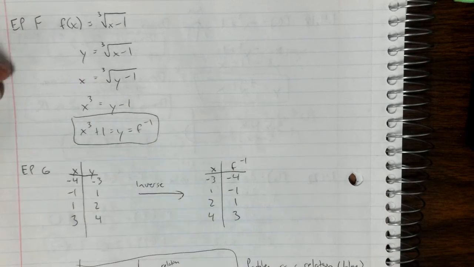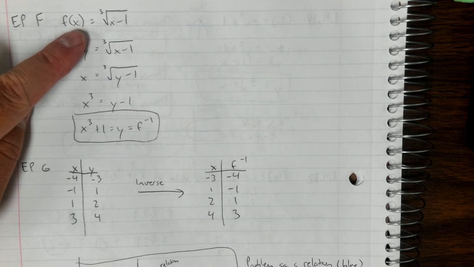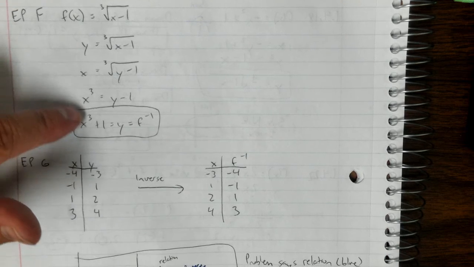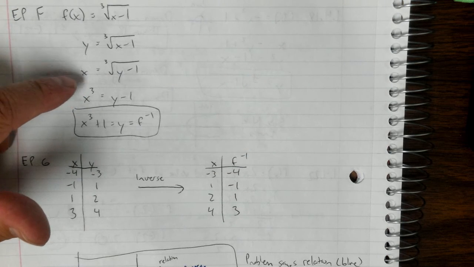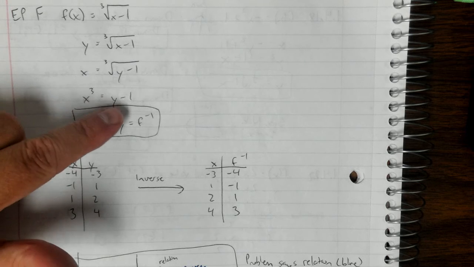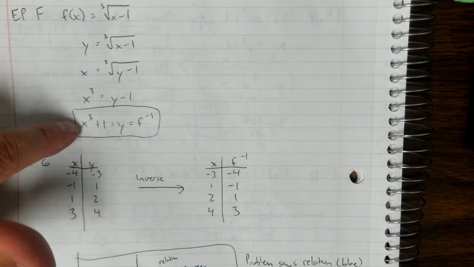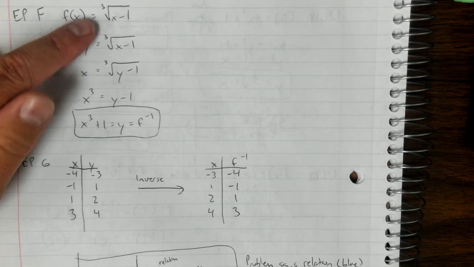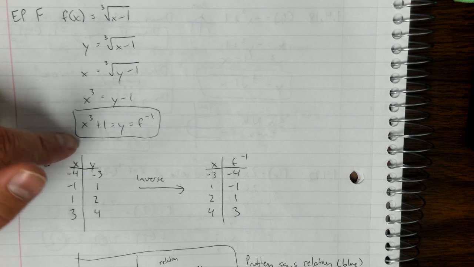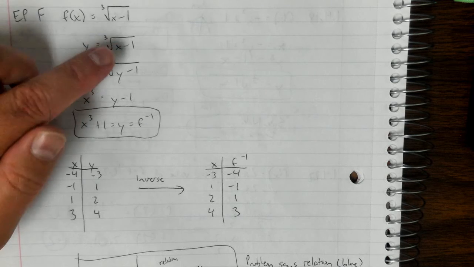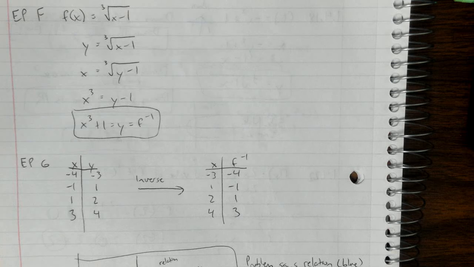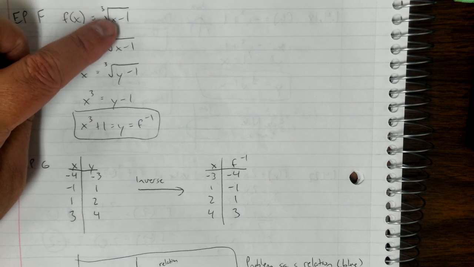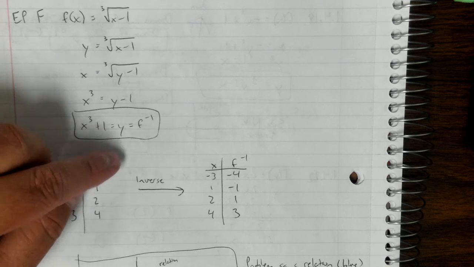Okay, so then for extra practice F, you've got the cube root of x minus 1. So again, switch x and y, cube both sides, and then move your 1 over. So you have x cubed plus 1 equals y. So notice the original was cube root, so this one has cubed. And again, this one had minus 1, so this one has plus 1. But this was a move it right, and this was a move it up.